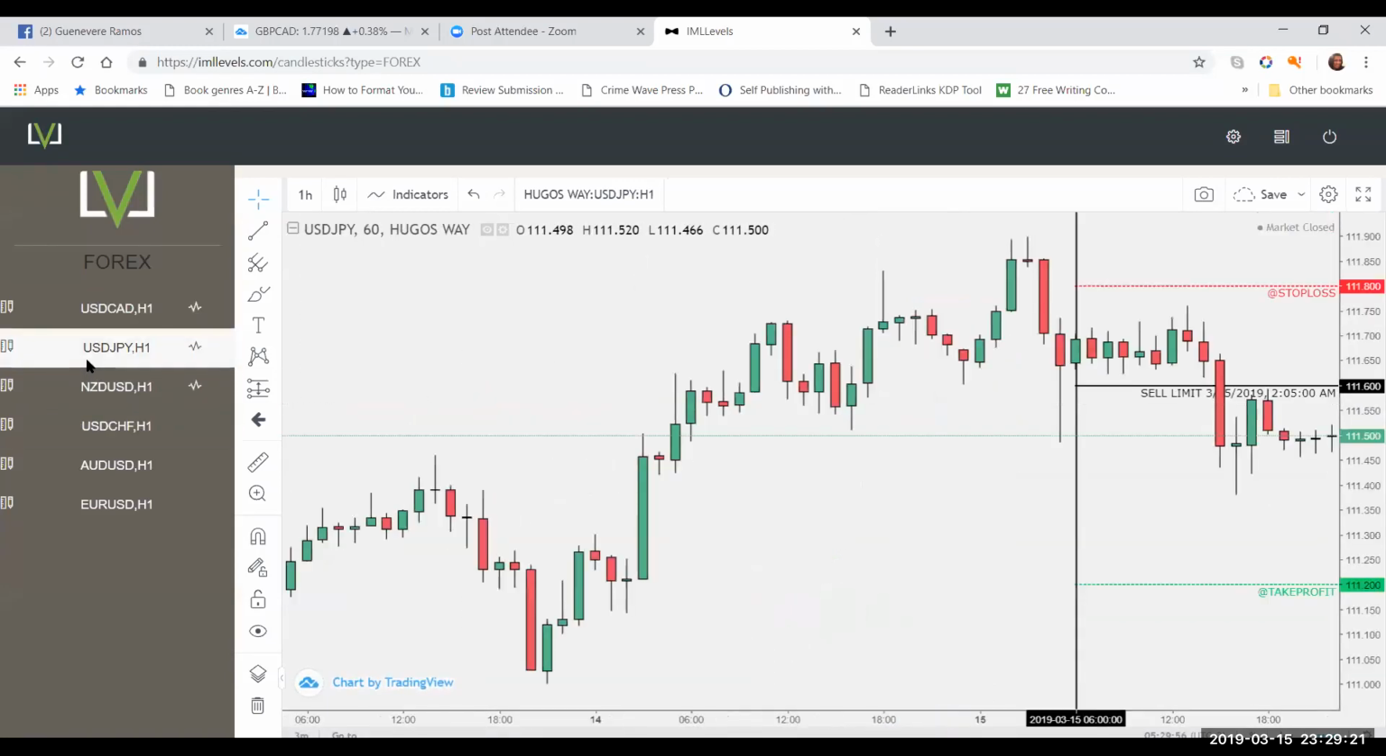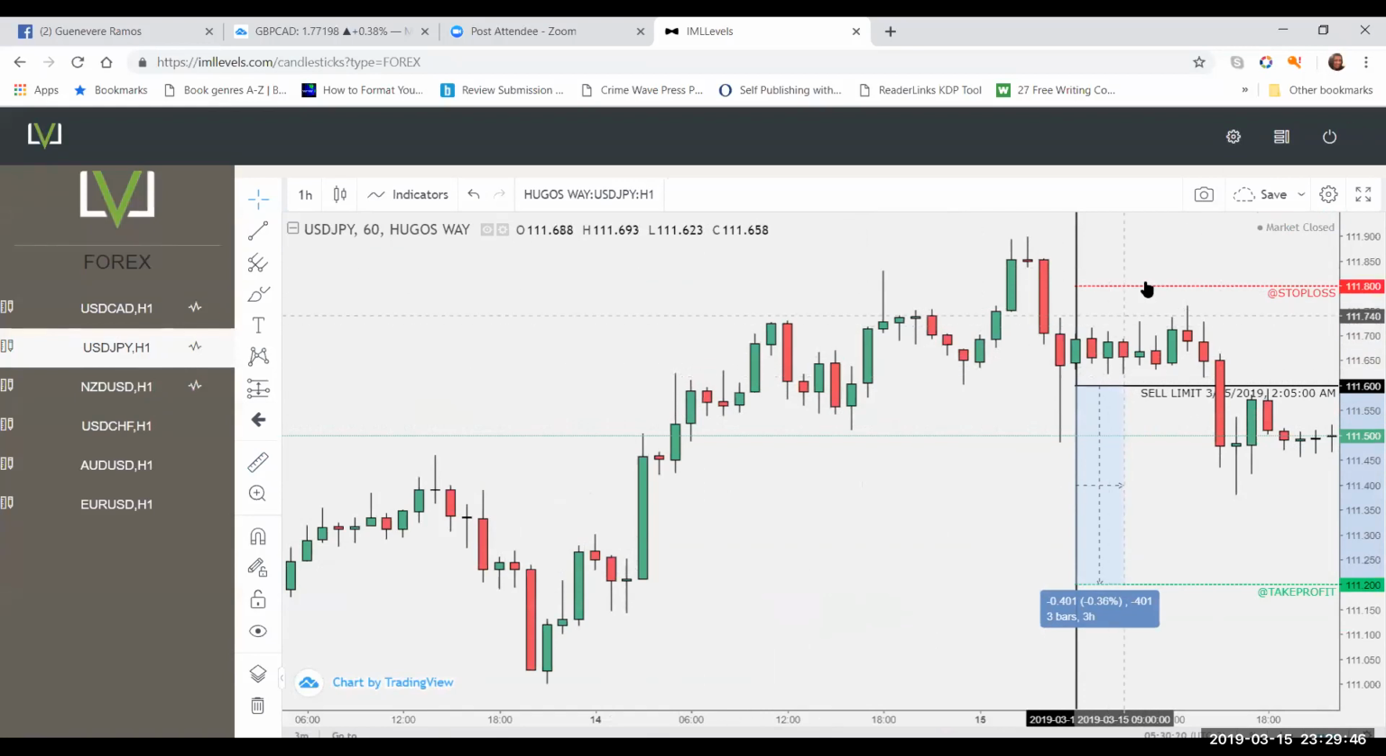So that's what she's used to looking at. The reason I don't do this, you are looking at a 195 pip stop loss to get 400 pips. Where we trade, we get a 10 to 15 pip stop loss to get 300 to 400 pips. Does that make sense? That makes so much sense.